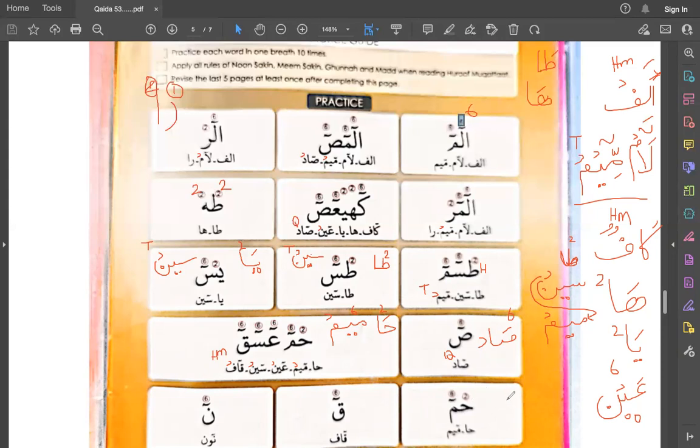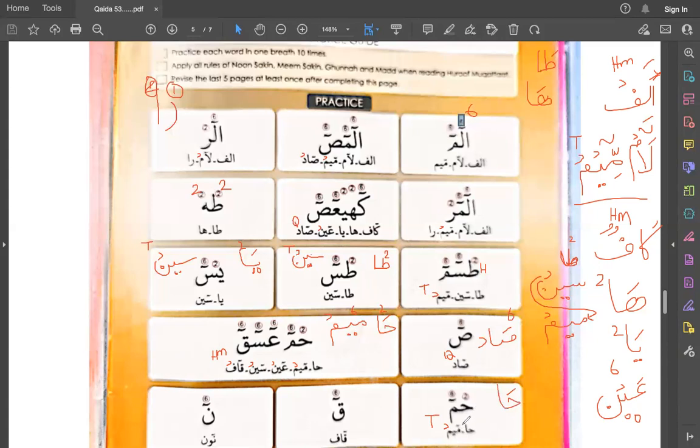Ha, 2 counts long, because if you want to write it, there will be 2 letters and there is no second letter at the end, so it will be 2 counts long. And after it there is meem, so no rule is being applied in between, so meem will simply be 6 counts long, because mad arid lilsukoon is being applied. And at the end, when you get meem with sukoon, you will give the wasat. So look how we will say it. Ha Meem.